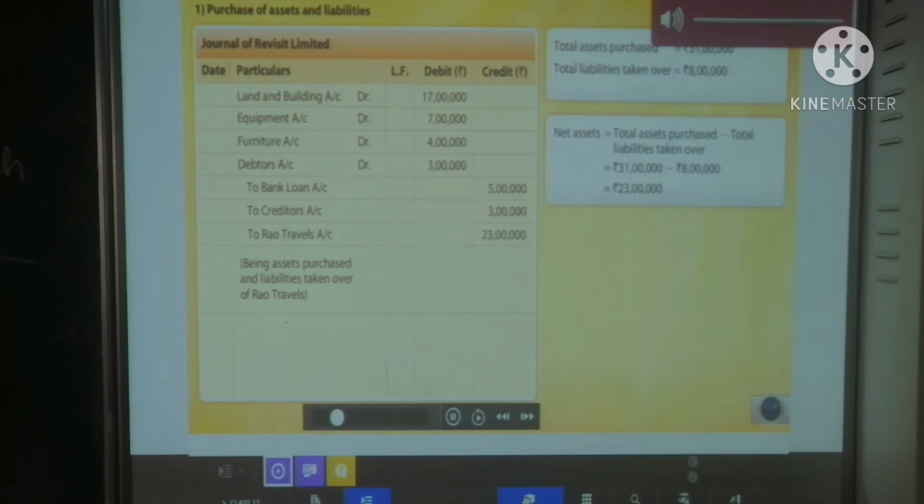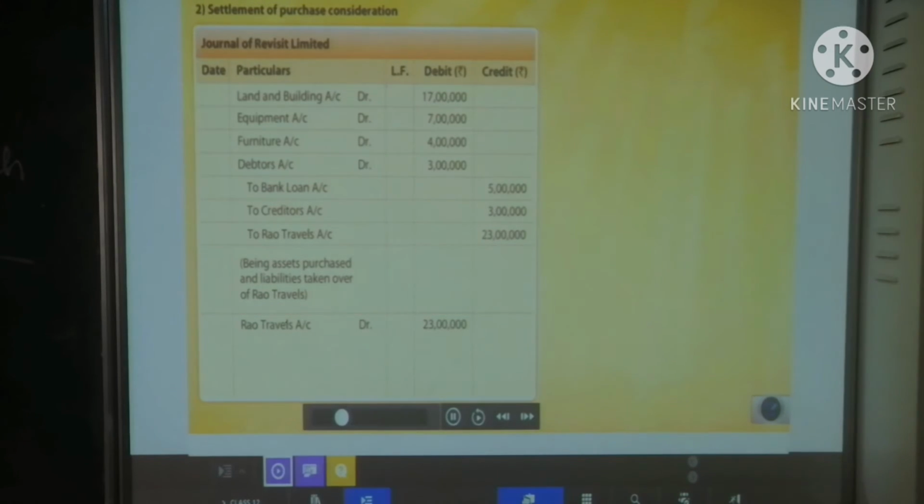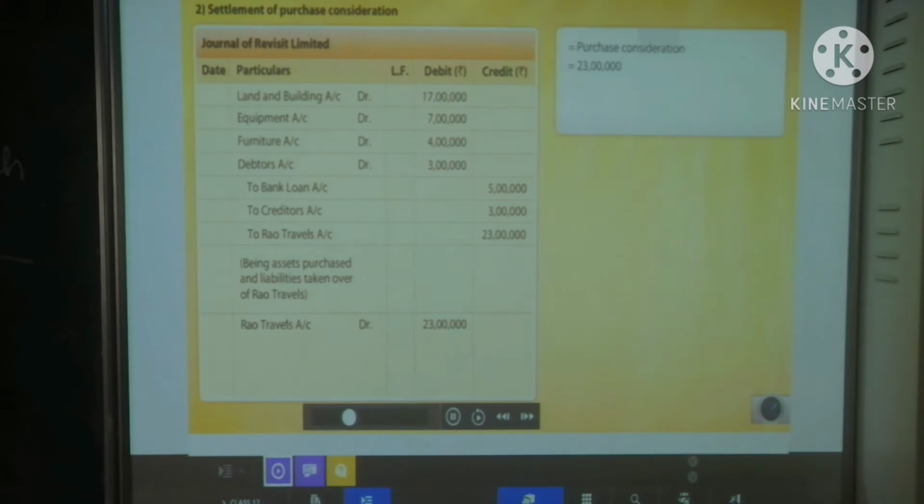The company now records an entry to settle the purchase consideration or amount payable to Rao Travels. The creditor's account is debited with the full amount owed. The purchase consideration is settled by issuing 10% debentures of face value 100 rupees at par. The number of debentures issued is calculated as purchase consideration divided by issue price, which equals 23,000 debentures.